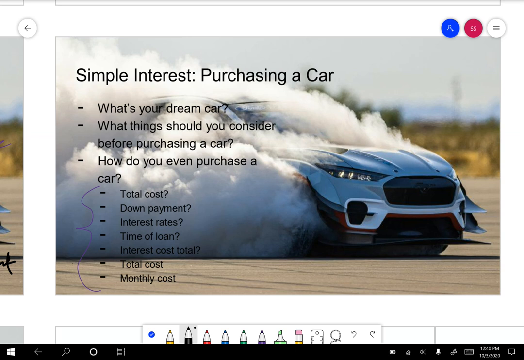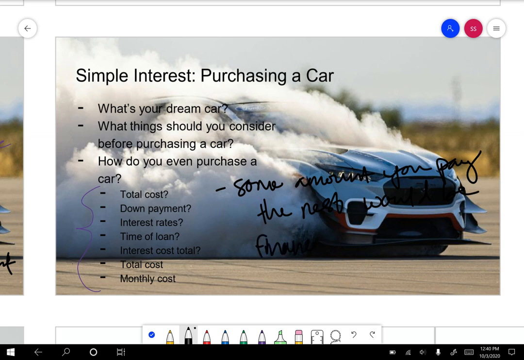So down payment is basically some amount you pay on the car, and then the rest, I know you can't really read that, would be financed. Okay. What we mean by finance would be like a loan, right?